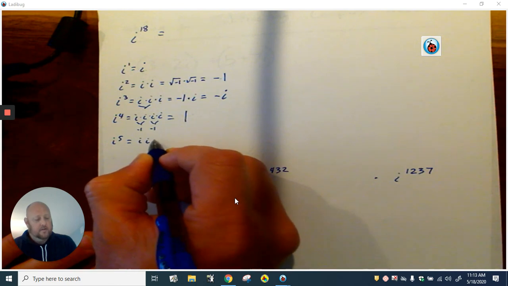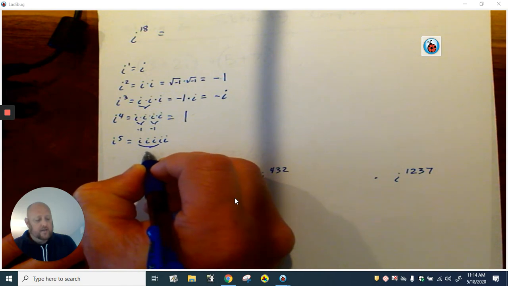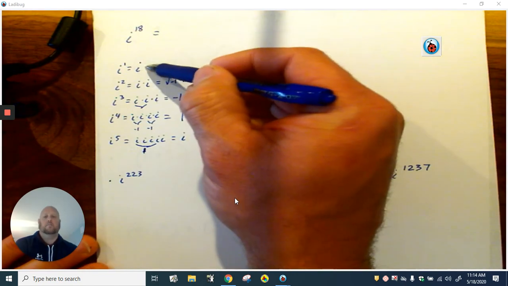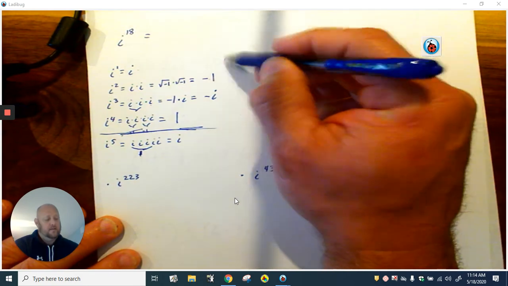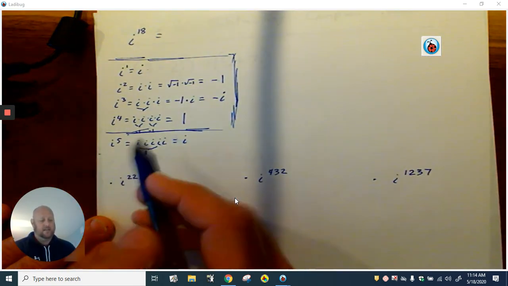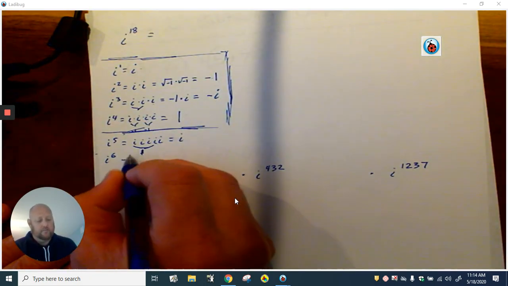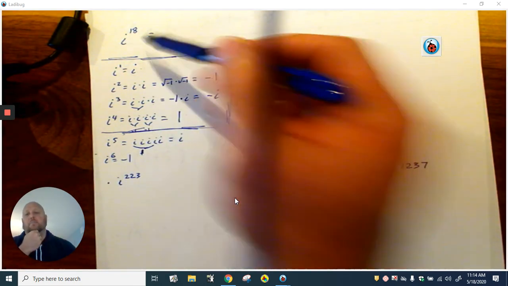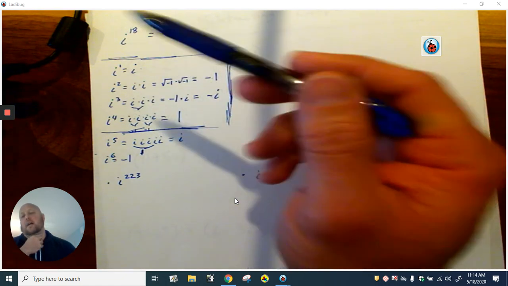i to the fifth, 1, 2, 3, 4, 5, these four i's are going to make a +1 times i. You're going to basically start back over with this pattern. So this pattern here is basically just going to repeat itself. i to the sixth would be the same thing as i squared, or -1, okay, and so on and so on. So to figure out where i to the 18th power is, all we got to do is figure out where in this pattern does i to the 18th land.